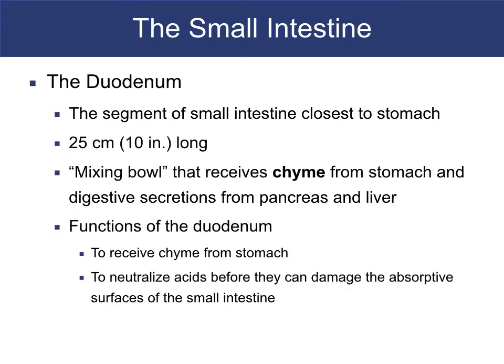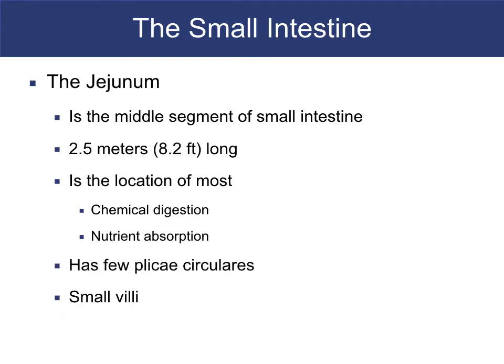All right, so the duodenum is the segment of intestine closest to the stomach. It's only about 10 inches long. It's basically a mixing bowl that receives all of that chyme. We call it chyme now, this juice that's coming out of the stomach, and all of these digestive secretions from the pancreas and the liver. We haven't really talked about the liver, but the liver dumps in right there in the duodenum as well. It's pretty tough because it's receiving these acids and neutralizing them right there before they can corrode the walls of the duodenum. The jejunum is the middle segment.